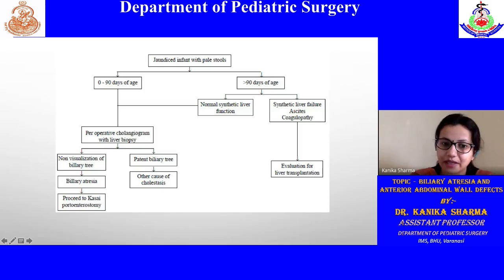If these kids present very late, then we also look at their liver functions. If they are doing fine, then we may give a trial of the entire setting and the child may undergo Kasai's portoenterostomy. While if the child has deranged liver functions, ascites, cholangiopathy, or associated pulmonary hypertension, then the child should better be worked up for liver transplant.